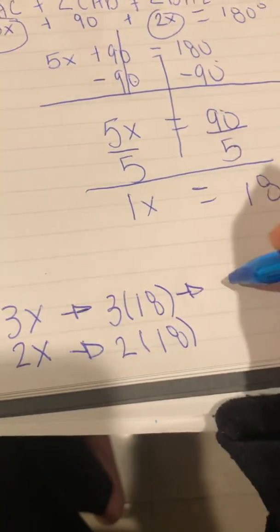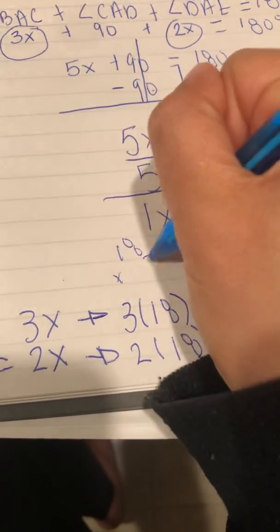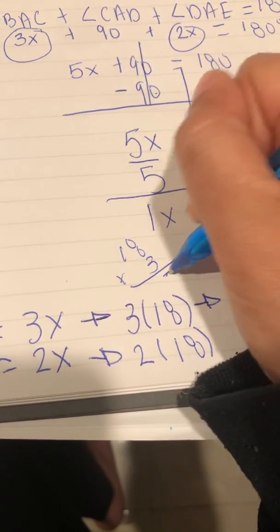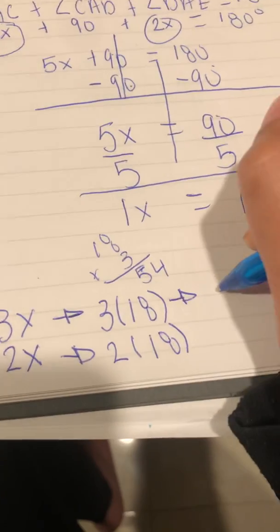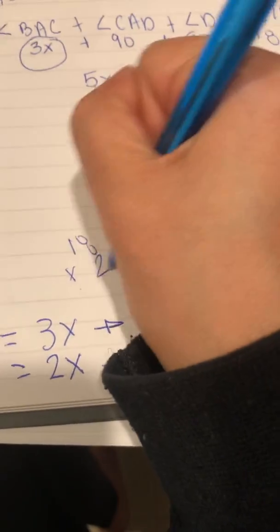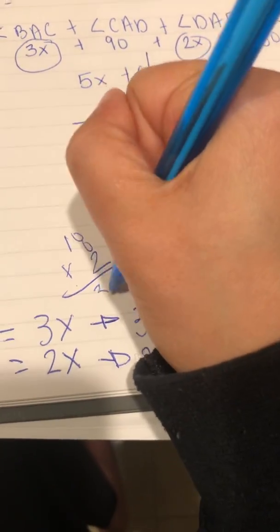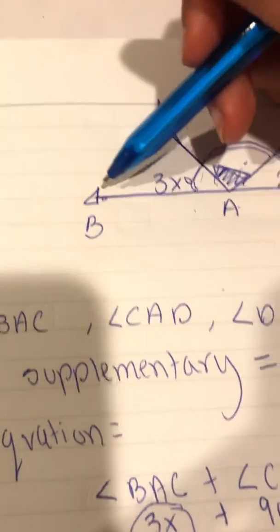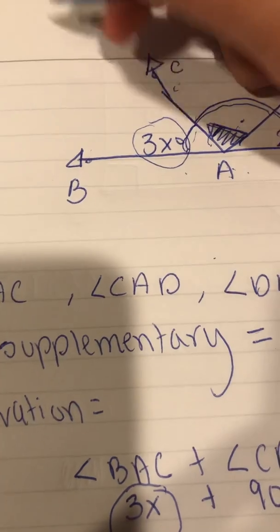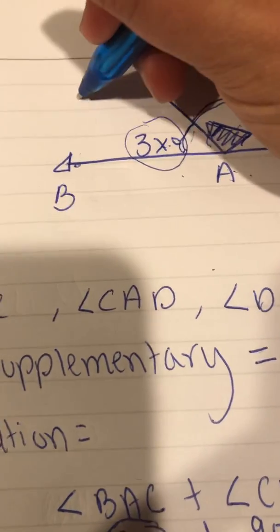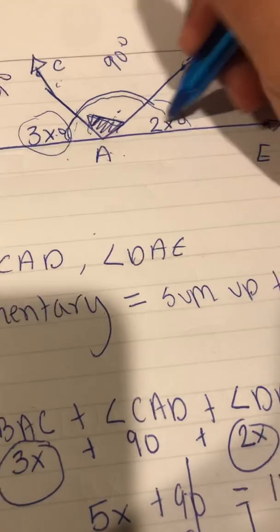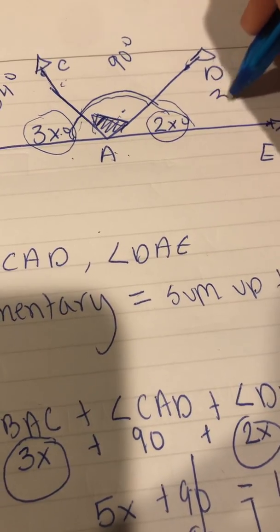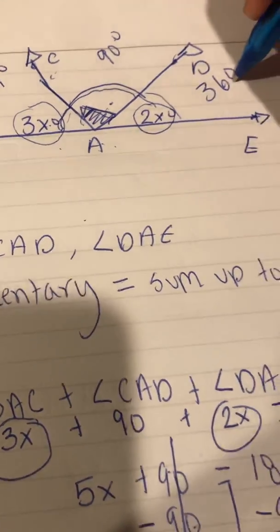So here, what I get is 18 times 3. That's going to give me 4, carry the 5, 54. So you have 54 degrees. And then 18 times 2. That gives me 16, carry the 1, 36 degrees. And now we found the measurement of the angles. So we now know that BAC, instead of 3x, was 3 times 18, which gave us 54 degrees. Here, 2 times x, we now know was 36 degrees, because 2 times 18 is 36.